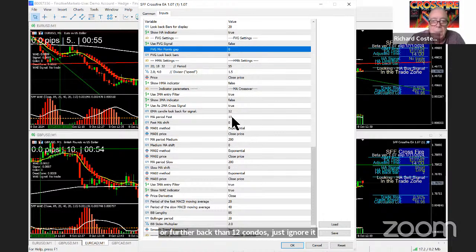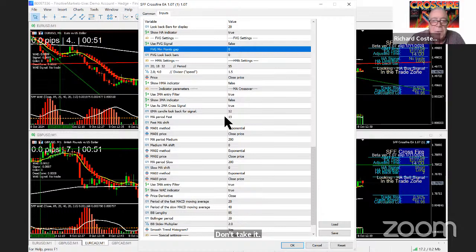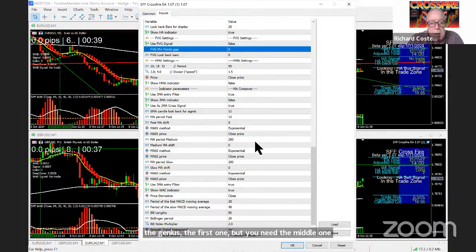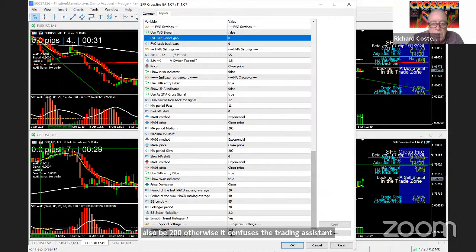My moving averages are 13 and 200. But you need both of those. You need the slow, well, 200 is a slow one, 13 is a fast one, but you need the middle one to also be 200. Otherwise, it confuses the trading assistant. And I don't think I've changed anything below that.